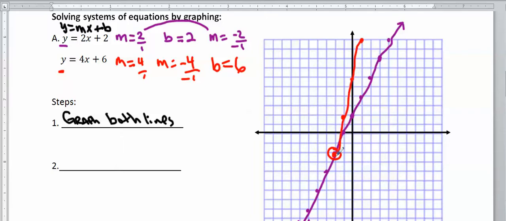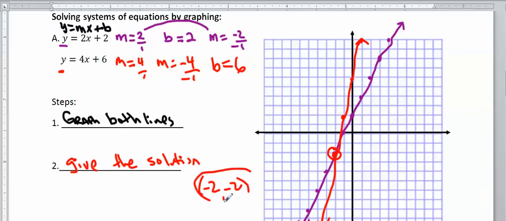Right? I want to see where these two lines were going to cross in the first place. So I've already figured that out, right? Using the slope and the y-intercept, we figured that out. So plot the point. Okay, so give the solution. That's the last step. Find the solution. Okay, and in this case, my solution is negative. I have to go to the left 2, so negative 2, and down 2. So my solution, negative 2, negative 2.